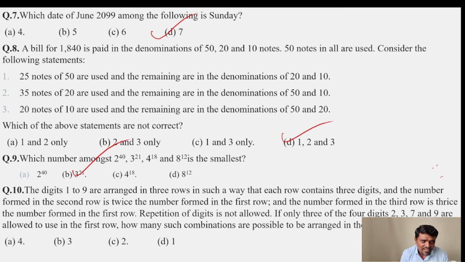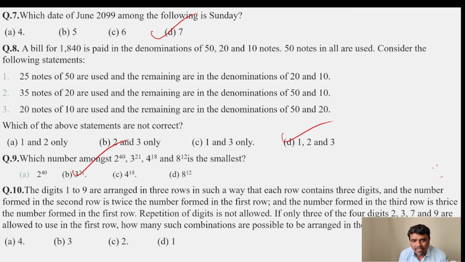Question number 10. The digits 1 to 9 are arranged in 3 rows in such a way that each row contains 3 digits and the number formed in the second row is twice the number formed in the first row, and the number formed in the third row is thrice the number formed in the first row. Repetition of digits is not allowed. If only 3 of the 4 digits, which are 2, 3, 7, 9, are allowed to use in the first row, how many such combinations are possible to be arranged in the 3 rows?